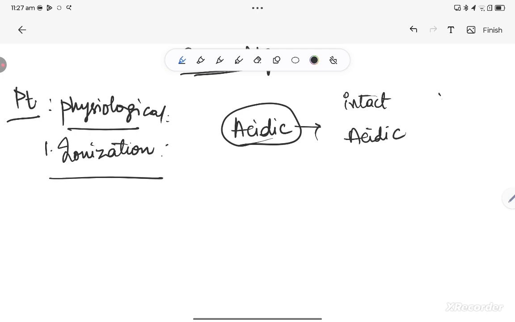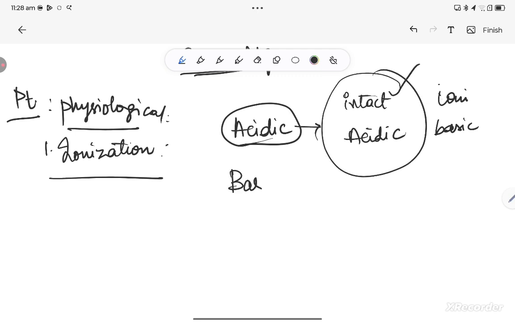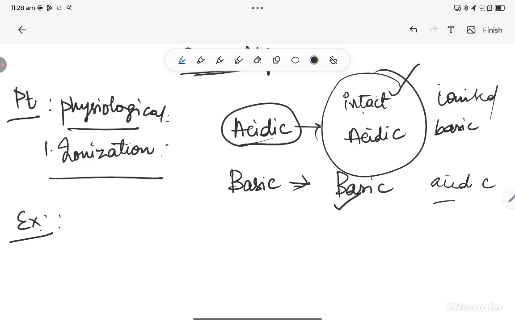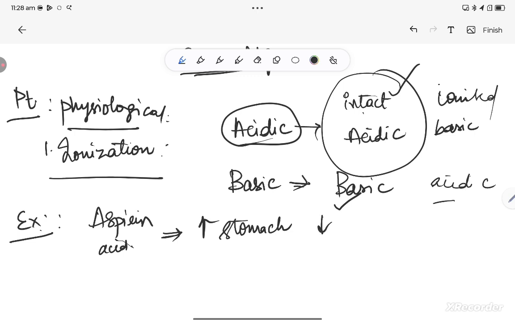In basic medium, and always intact drug is better absorbed. The same stands for basic drug also. It is intact in basic medium, whereas it is ionized in acidic medium. Clear? Only intact drug gets absorbed. Fine. Now with this background, let us take example of aspirin. Aspirin is acetyl salicylic acid, so it's an acidic drug. It gets absorbed better in stomach and less in intestines. This is my acidic drug.